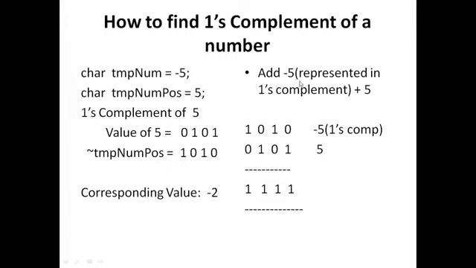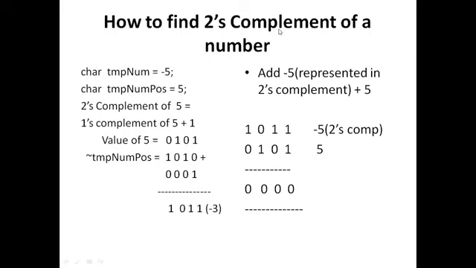So what we are going to do is add this -5 and the positive 5. Binary numbers we add as they are. So 0 plus 1 will be 1, 1 plus 0 will be 1, 0 plus 1 will be 1, and 1 plus 0 will be 1. We perform a binary addition. So -5 plus 5, did we get 0? No. We got F.